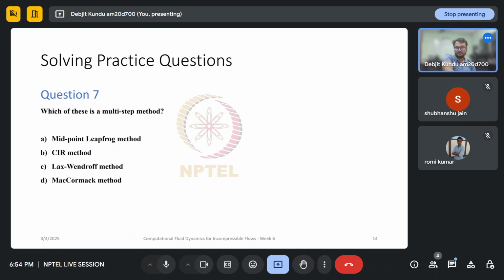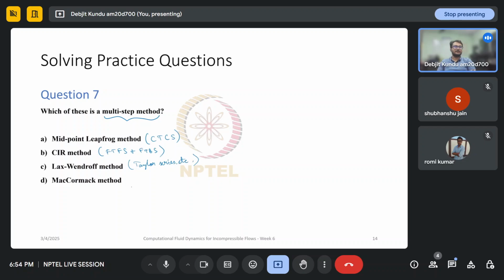All right, moving on. We move on to question number 7 now. It's asking us which of these is a multi-step method. Is it option A, the midpoint leapfrog method, which is central in time and central in space? B, the CIR method, which is again a combination of FTFS and FTBS. C, the Lax-Wendroff method, which comes from Taylor series expansion and other algebra.